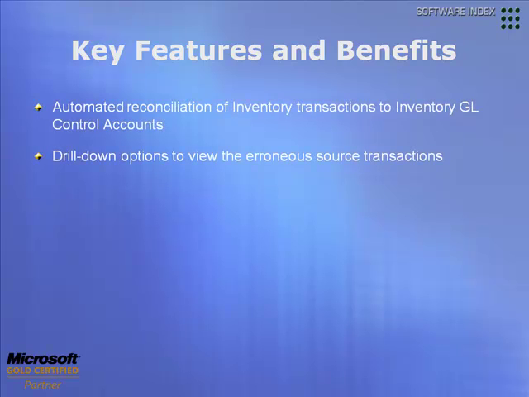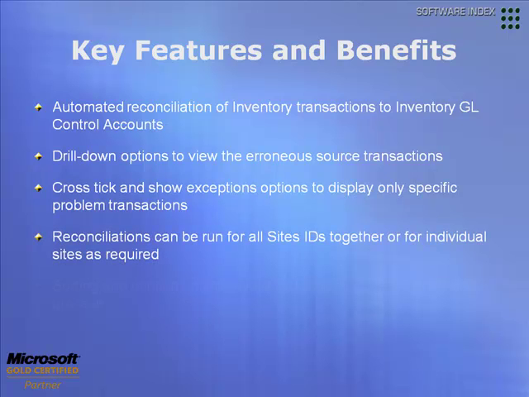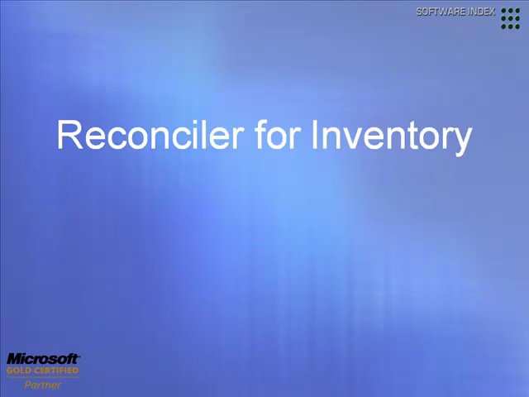The Reconciler for Inventory has been available since Microsoft Dynamics GP version 7 and is available for all the later versions. The module is designed to manage the automatic reconciliation of transactions generated through the Inventory module to the GL inventory control accounts in GP, highlighting any unmatched transactions that may require investigation. Let's take a look at the software.